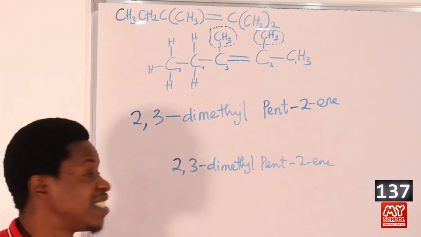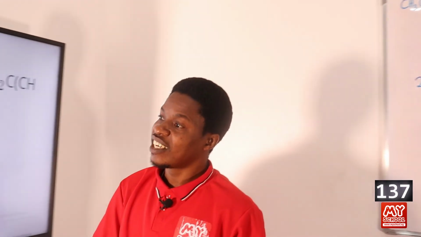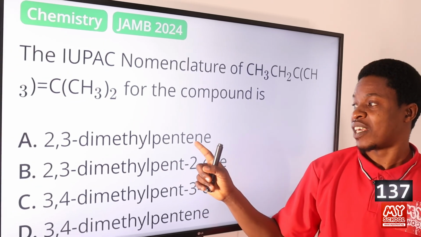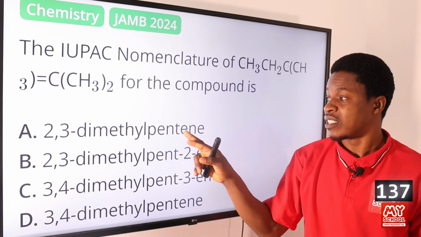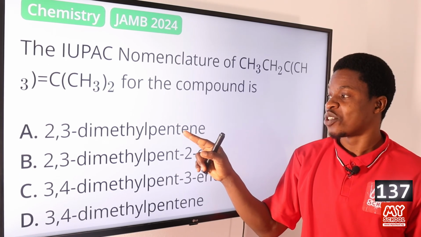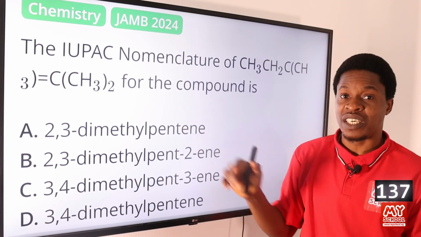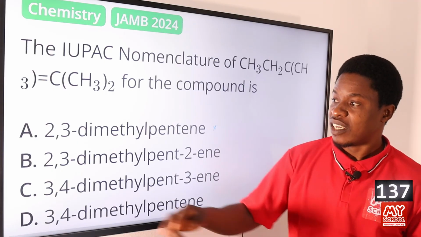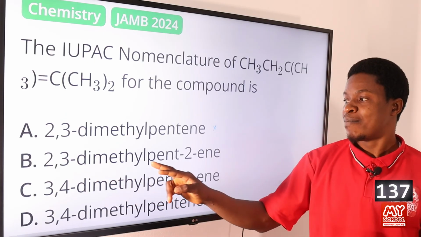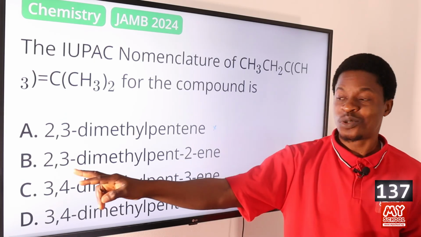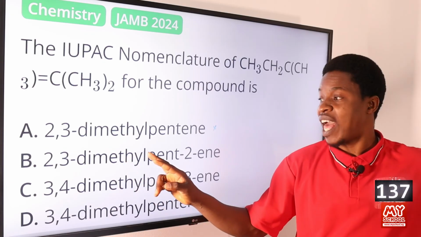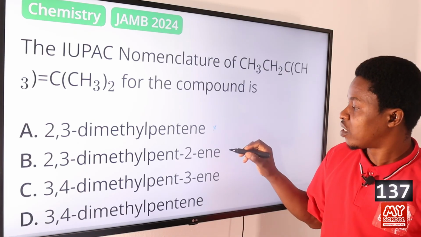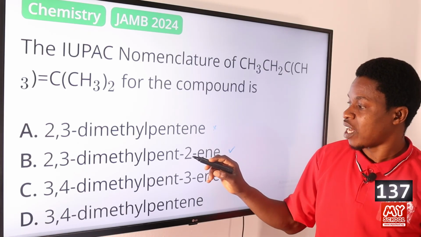Let's look at the screen and see the options we have. Option A says 2,3-dimethyl pentene. Okay, that is wrong because this is pentene. They didn't tell us on what position we have the double bond. So option A is wrong. We eliminate that. Option B says 2,3-dimethyl pent-2-ene. Yes, 2,3-dimethyl pent-2-ene. More likely what we have there from what we had. So this is correct, showing that the double bond is on carbon 2.